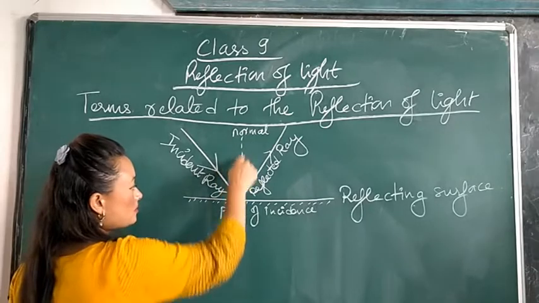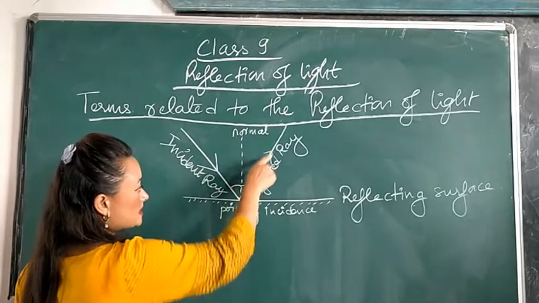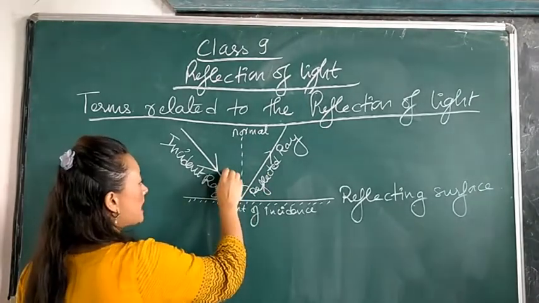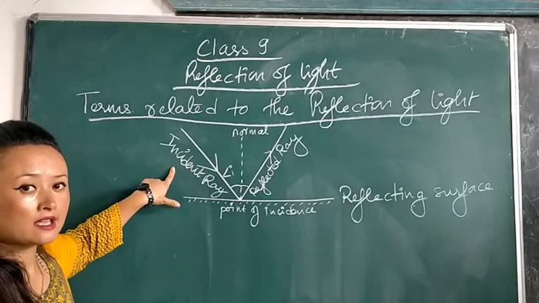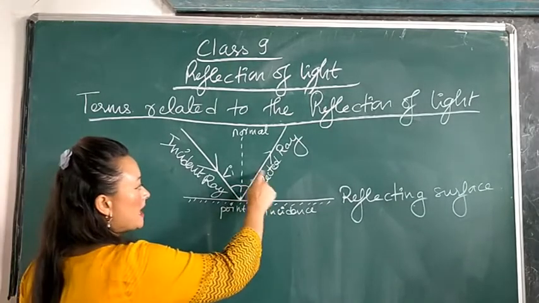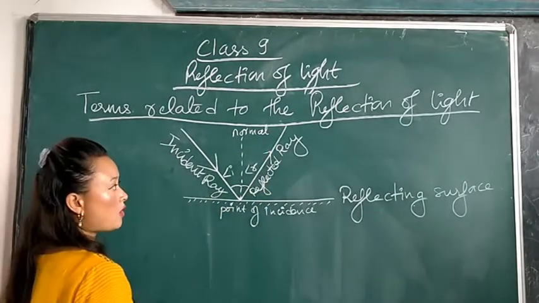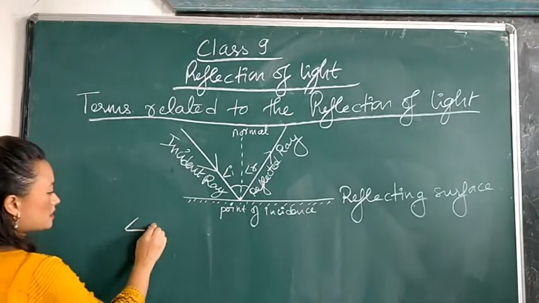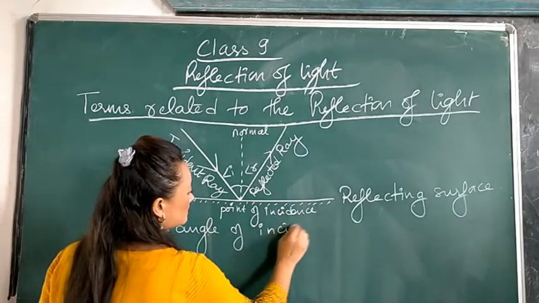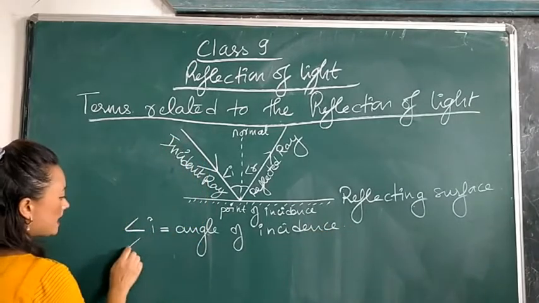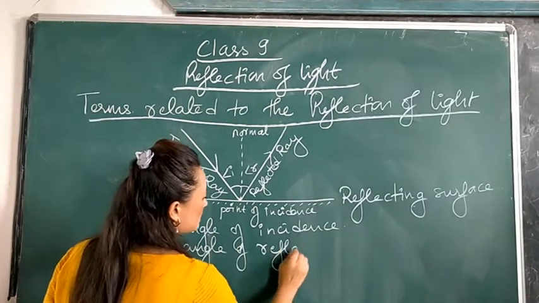The normal forms an angle with the incident ray, and another angle with the reflected ray. The angle that the normal forms with the incident ray is called the angle of incidence, and the angle which the normal forms with the reflected ray is called the angle of reflection. Angle I is called the angle of incidence, angle R is called the angle of reflection.